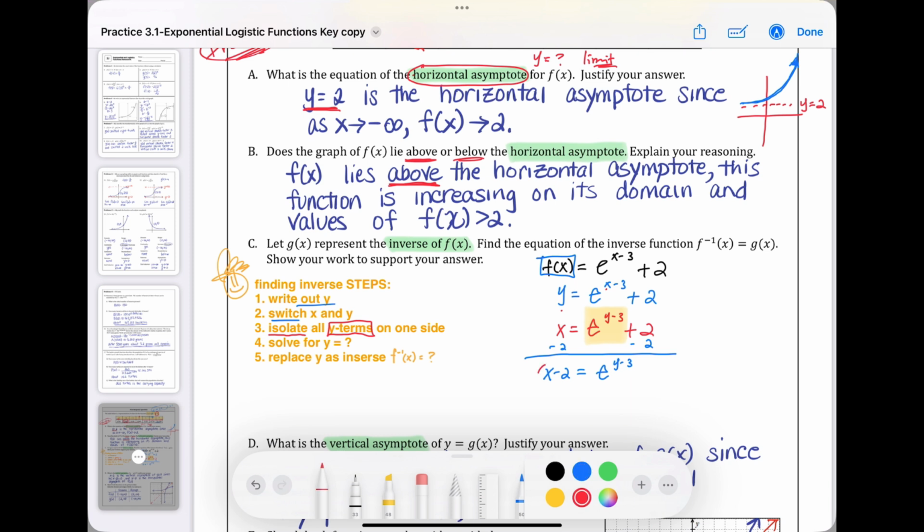They help each other. So, this tells me if I take the natural log, ln, of both sides, I can bring down the power. So what do you see my power? My power is y minus 3. I can bring the power down front. So that tells me I will have a natural log of x minus 2 that is equal to y minus 3 times the natural log of e.